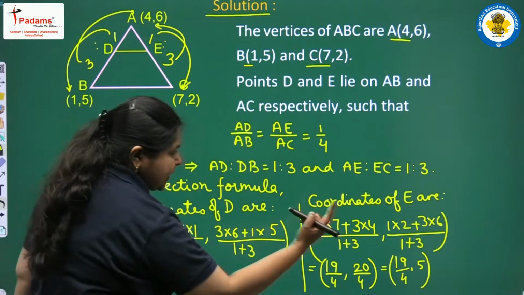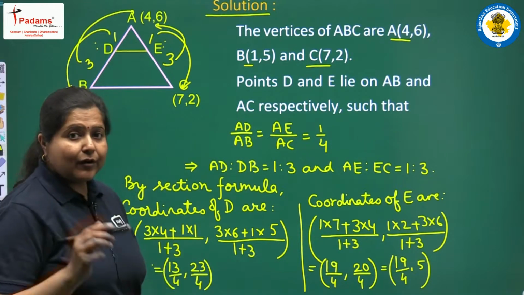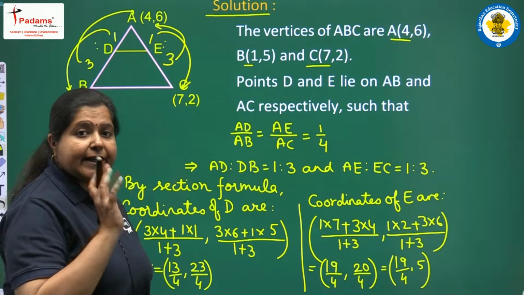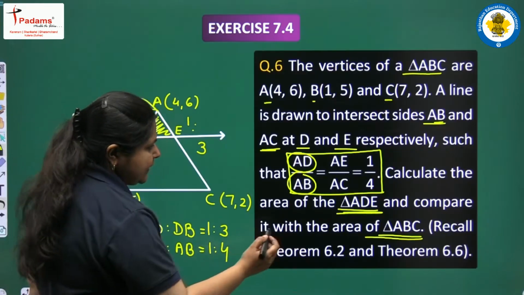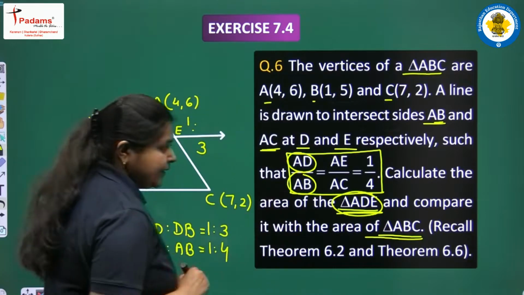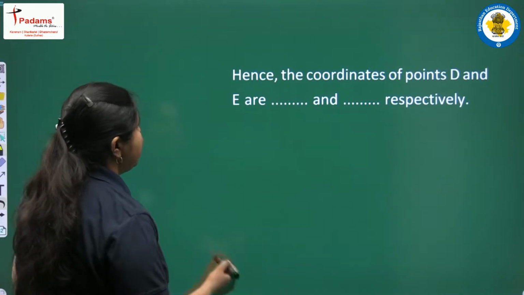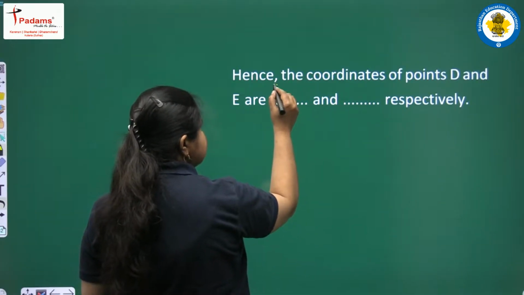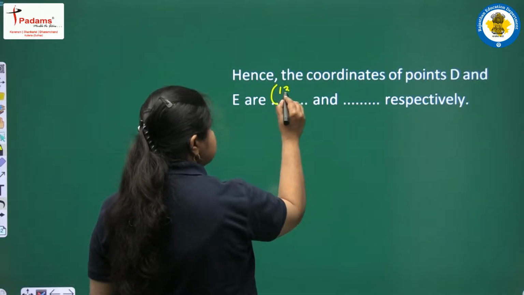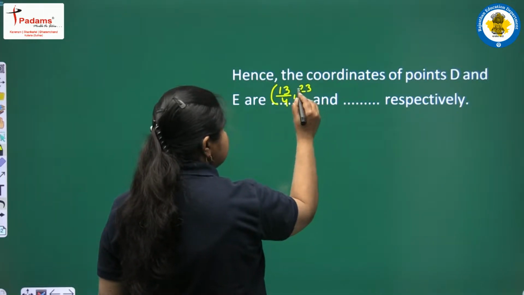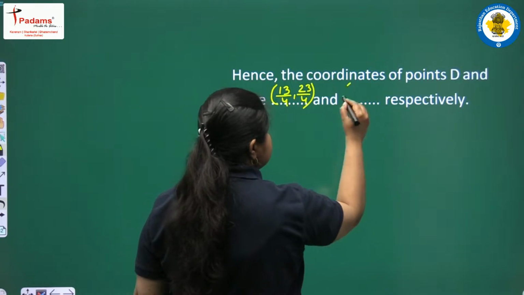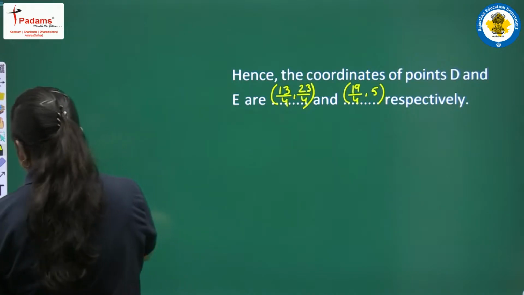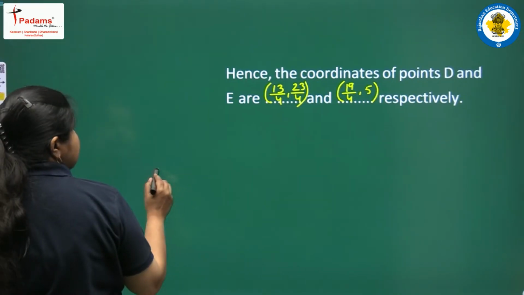So, these are the coordinates of E and these are the coordinates of D. Now, what we have to do? We have to find the area of triangle ADE. Just have a look, find the area of triangle ADE. So, we find it here. The coordinates of D and E, let us write those coordinates once again. For D we have 13 by 4 and 23 by 4, and for E we have 19 by 4 and 5. Now we can find the area of triangle ADE.